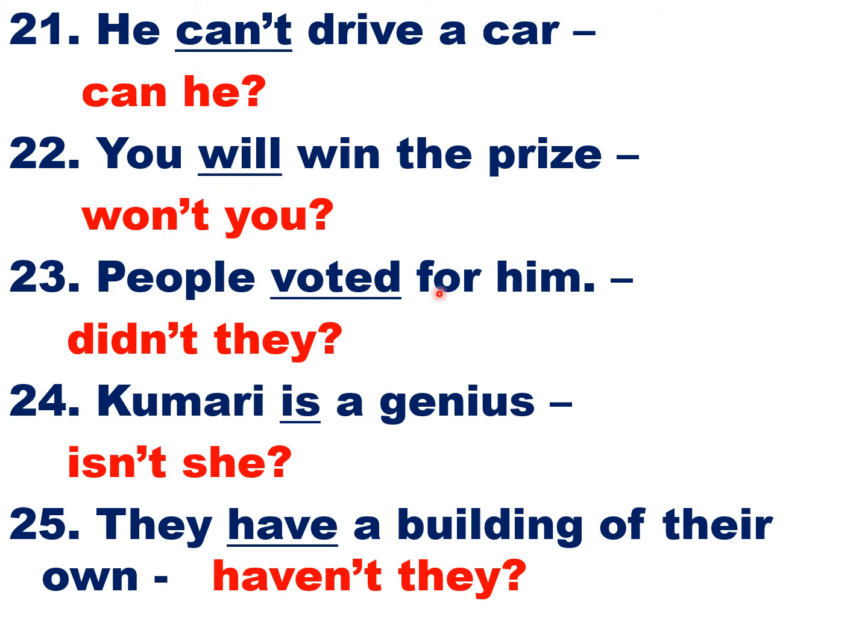People voted for him. No auxiliary verb. We have the main verb voted. It is in past tense, so did. Positive statement, so the question tag must be in negative sense. Didn't they? Instead of people, we must use the pronoun they. Kumari is a genius. Positive statement, is, so isn't she. Kumari is a feminine gender, so we must use the pronoun she. Isn't she? They have a building of their own. Positive statement, we have the auxiliary verb have, so haven't they.